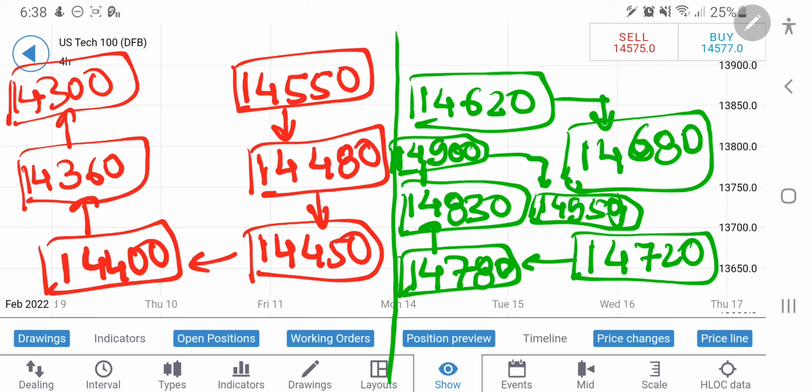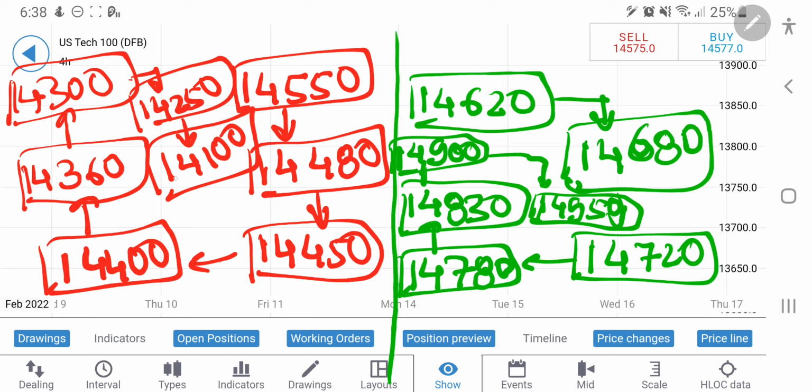Now below 14300, 14250 another support. Below this it can break towards 14100. So if not today, then tomorrow it can probably. So take your positions accordingly.